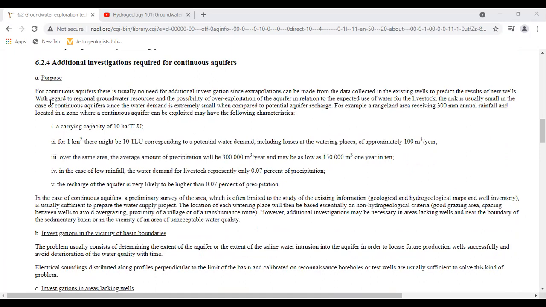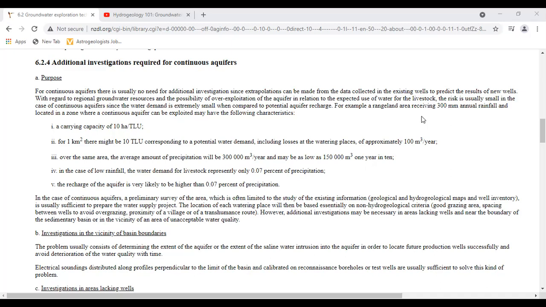For continuous aquifers, there is usually no need for additional investigation, since extrapolations can be made from the data collected in the existing wells to predict the results of new wells. With regard to regional groundwater resources and the possibility of over-exploitation of the aquifer in relation to the expected use of water for livestock, the risk is usually small in the case of continuous aquifers, since the water demand is extremely small when compared to potential aquifer recharge.